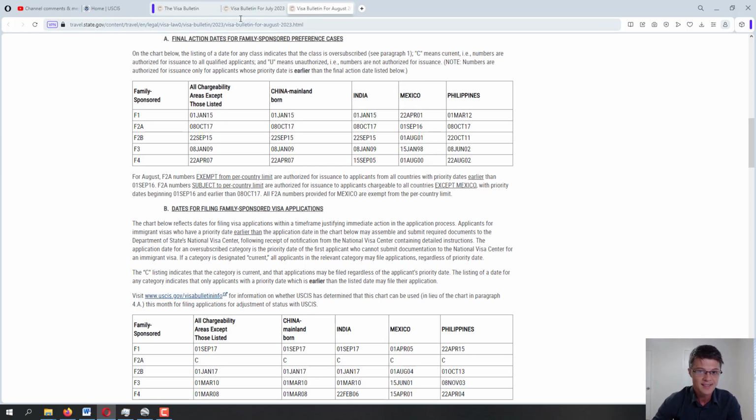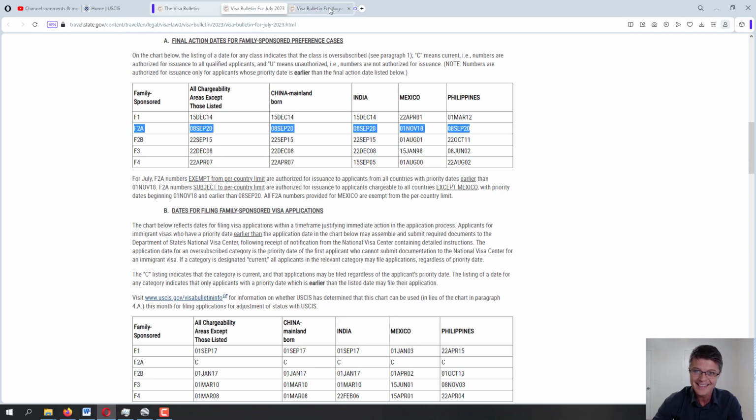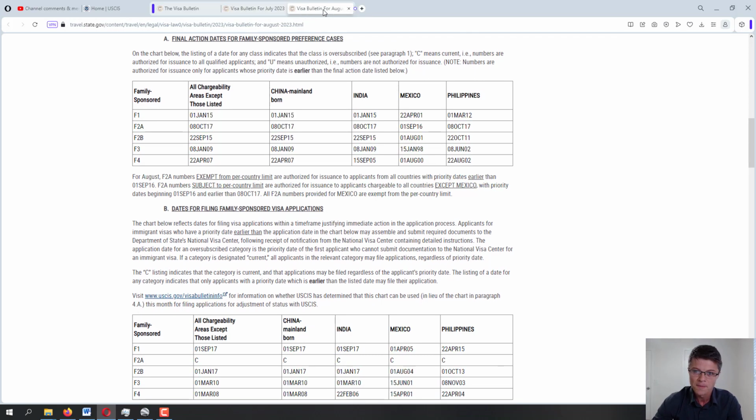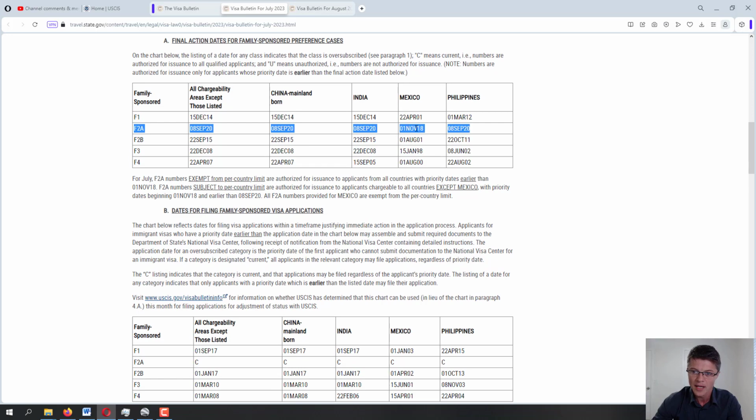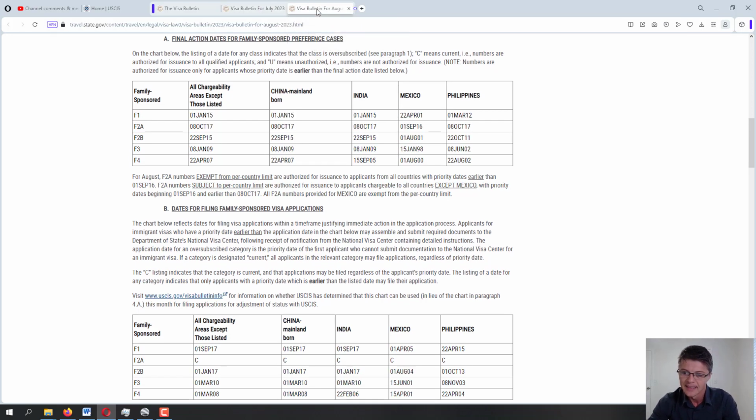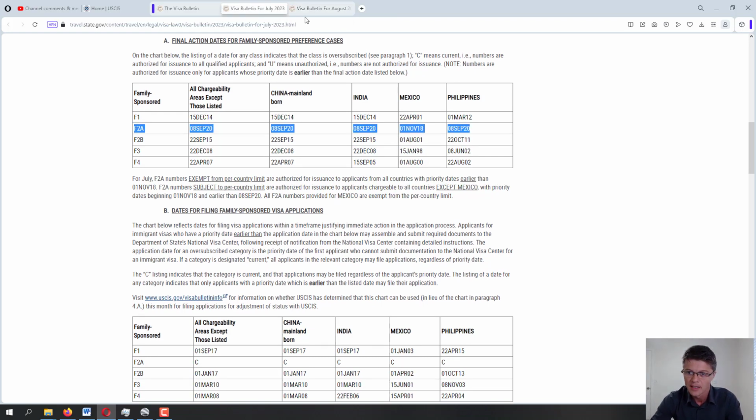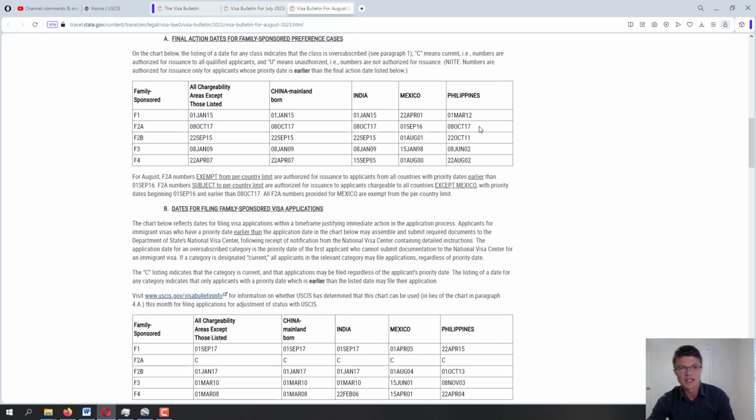For China, the same exact thing. For India, we're looking right here, same exact thing. Let's see what happened for Mexico. So for Mexico, November 2018, and now it's September 2016, so it moved 2 years back for Mexico, and then for Philippines, September 2020 and October 2017. Wow, so not good news for F2A, unfortunately.